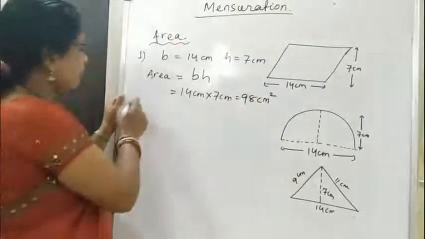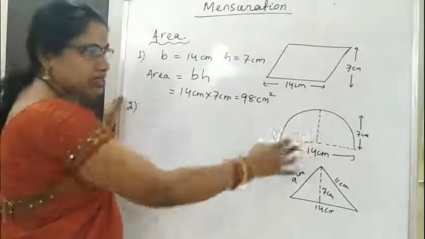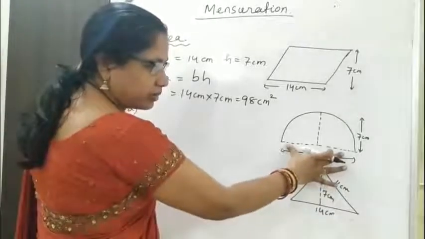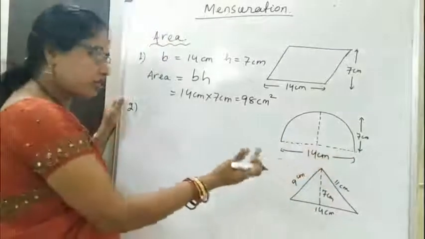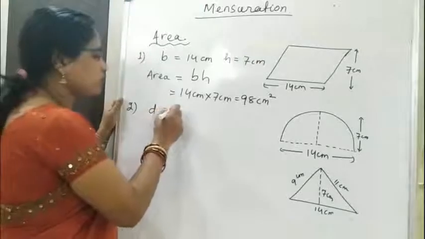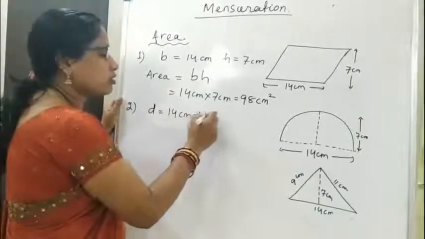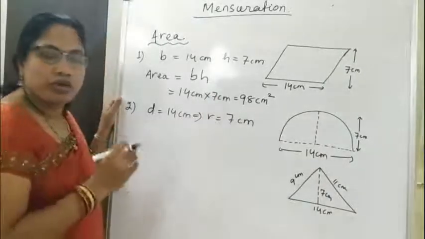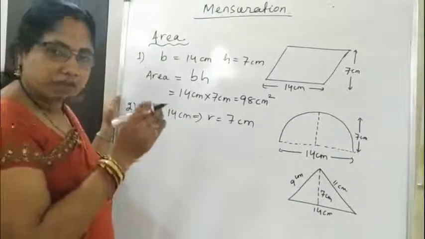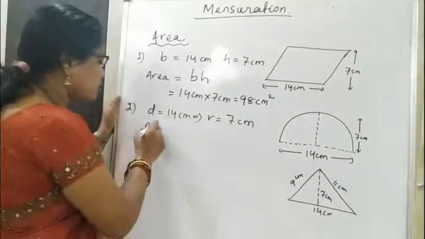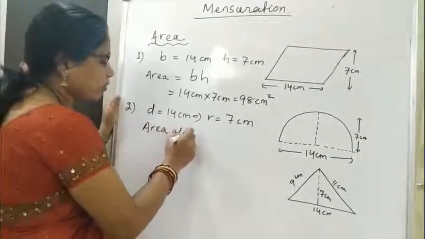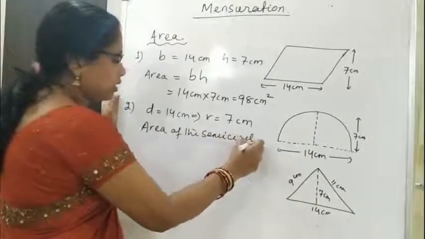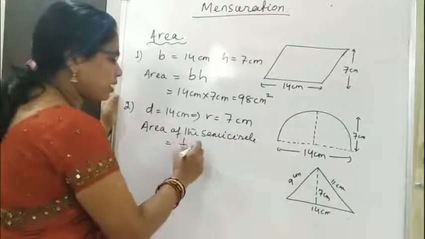The second figure is a semicircle. Here the diameter is 14 centimeter, so the radius is 7 centimeter. D is equal to 14 centimeter, so this implies R is equal to 7 centimeter. We know that the area of a circle is pi r square. So the area of the semicircle is half pi r square.